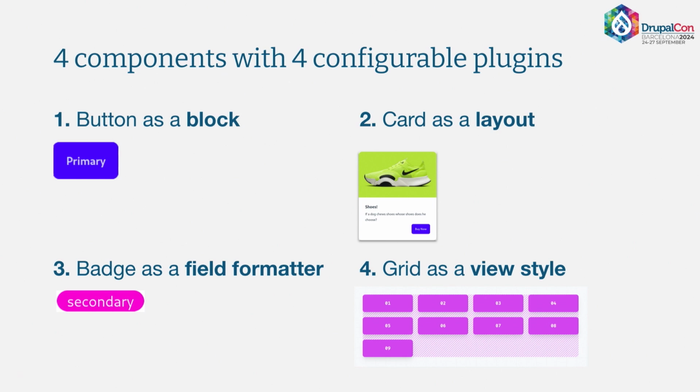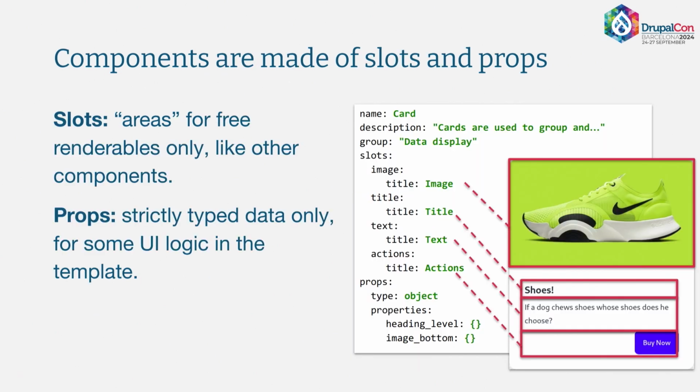Before I begin, I will have a short explanation about components. Components have slots and props, and every prop is something like a configuration of the component, and every slot is where the data comes in. So in every slot you put a renderable array. In props you can configure the way you want to render your component or want your component to behave.